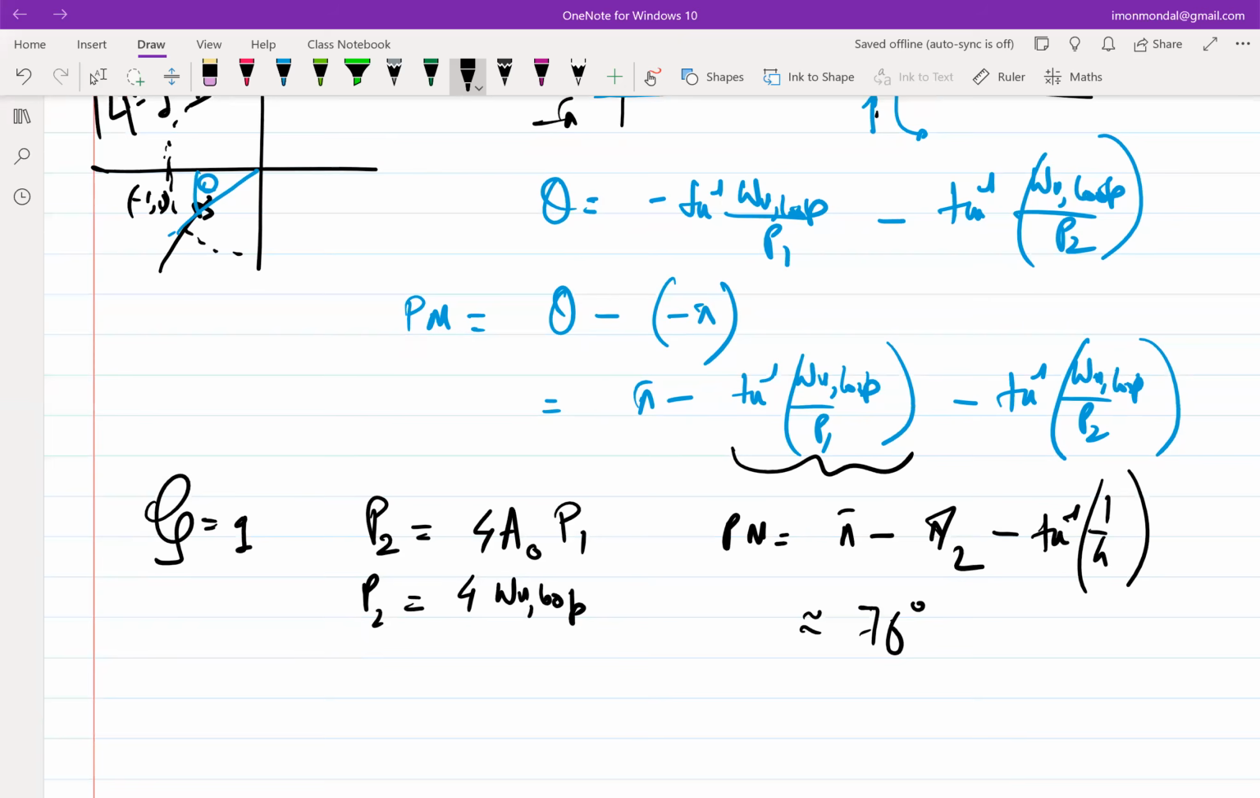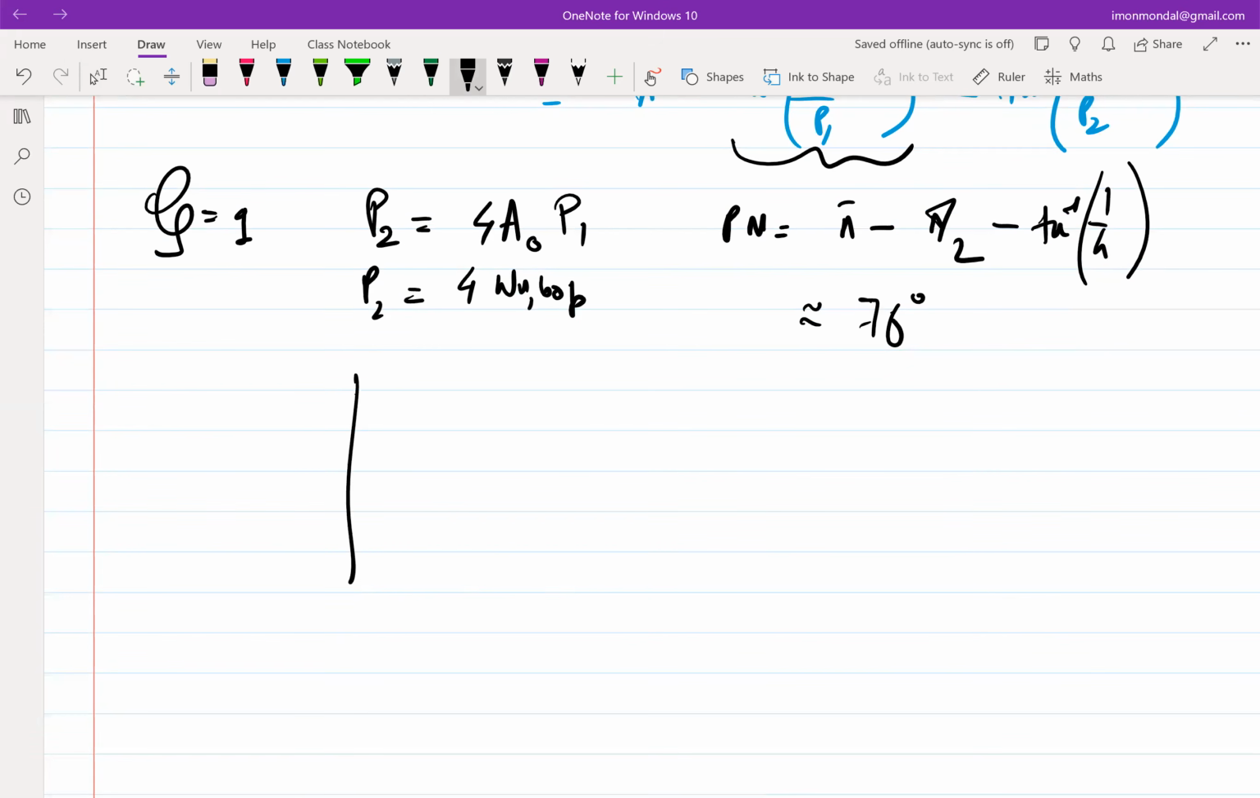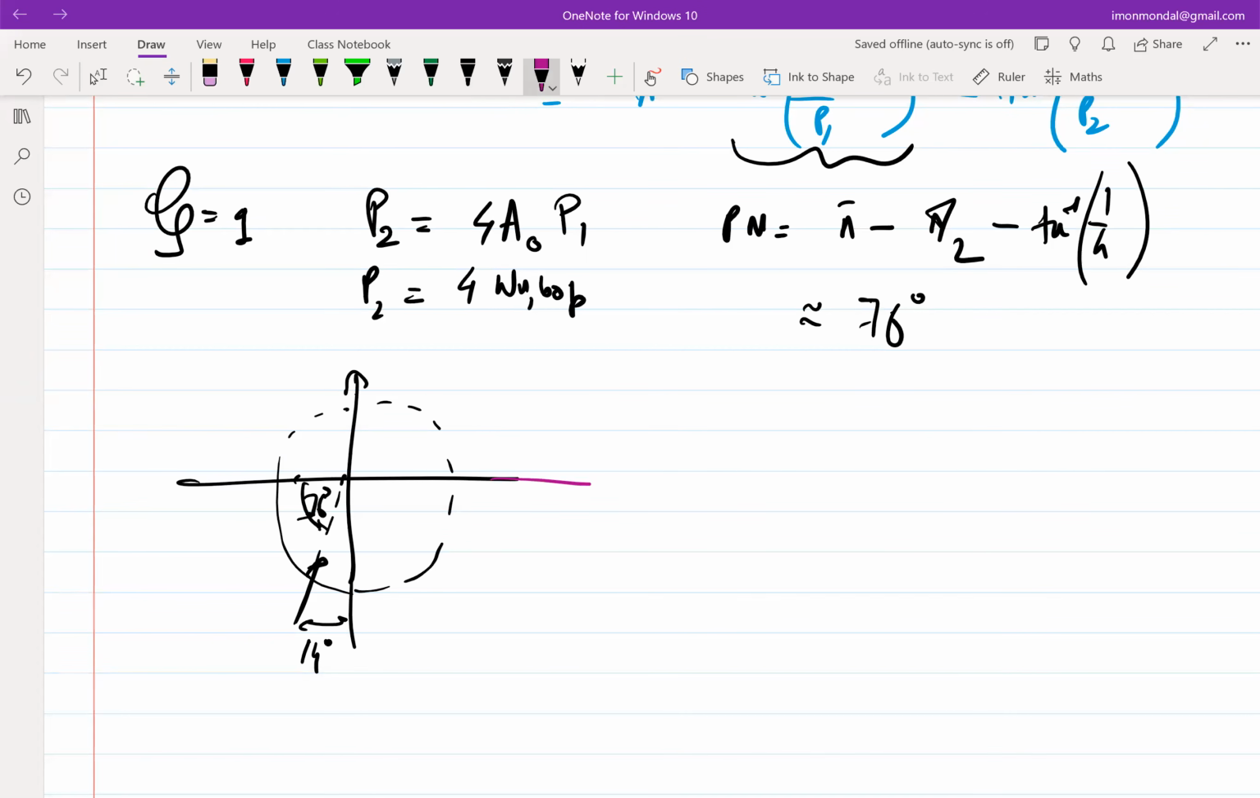So a phase margin of 76 degree corresponds to what? I mean, where in that? Phase margin of 76 degree means this angle is 76, which means I am probably cutting the j omega axis somewhere here. So this will be 14 degree. Okay, so essentially your expected Nyquist for a critically damped system should look like this.